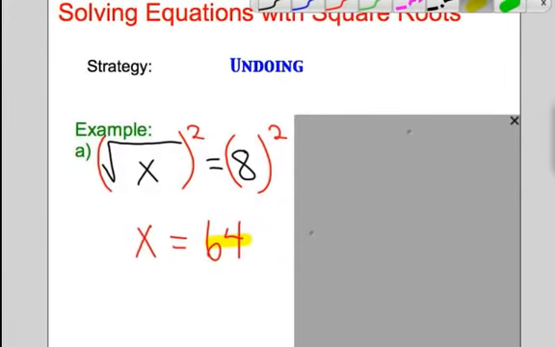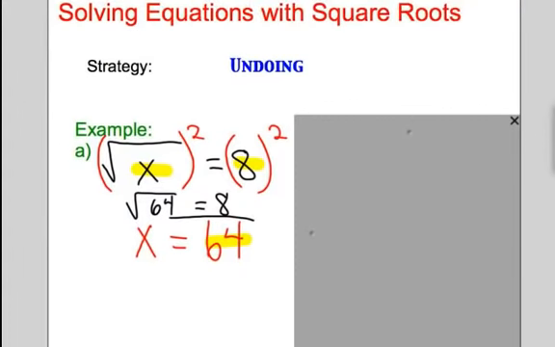I should be able to check. If x is 64, I can put 64 right here and see if I get 8, like I'm supposed to. So I'm going to take the square root of 64, and I'm going to ask myself what number squared gives me 64, and the answer is 8. So it is in fact right. This is the answer. The 64 is a solution to my equation.